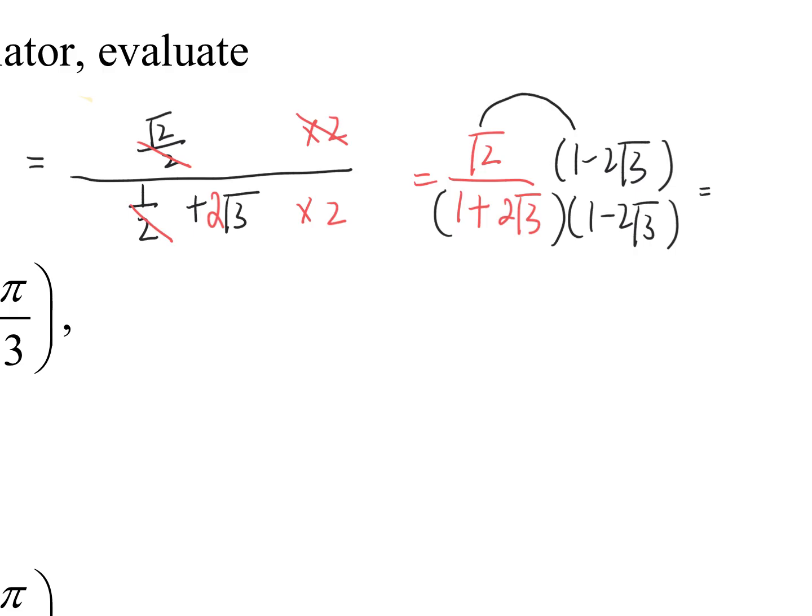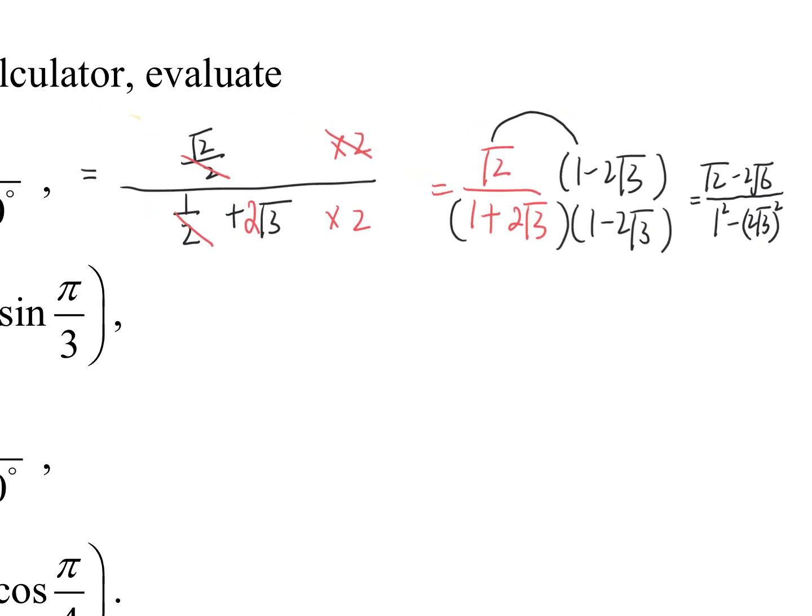Pi over 6 is 30 degrees, yes. Okay, a square minus b square. Sorry? 2.